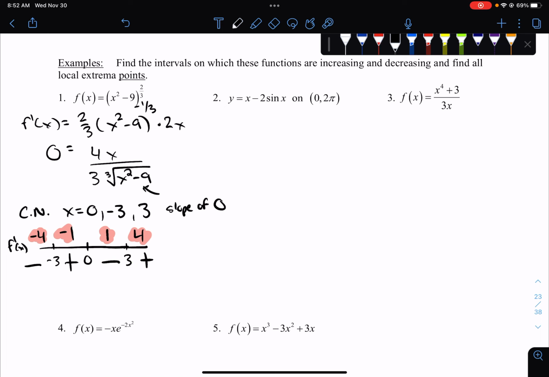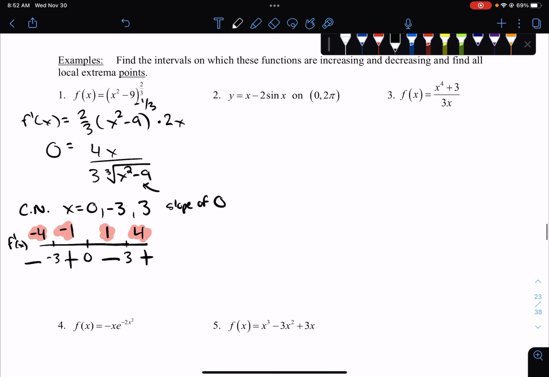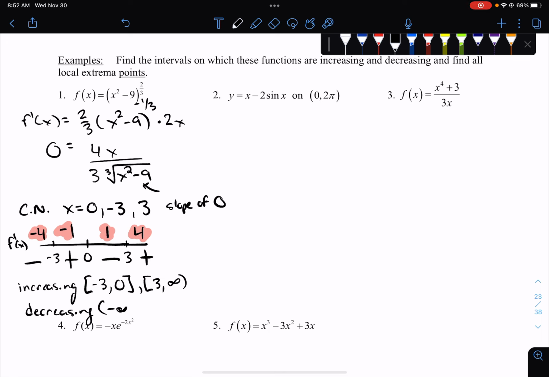So let's write that down, because I think it wants the increasing and decreasing intervals. My function is increasing anywhere I see that plus. So it's increasing from -3 up until it gets to 0, and then it's also increasing from +3 up to infinity. Now my function is decreasing anywhere there are those negatives. So from -infinity up to -3, my function is decreasing, and from 0 to +3, I'm also decreasing.